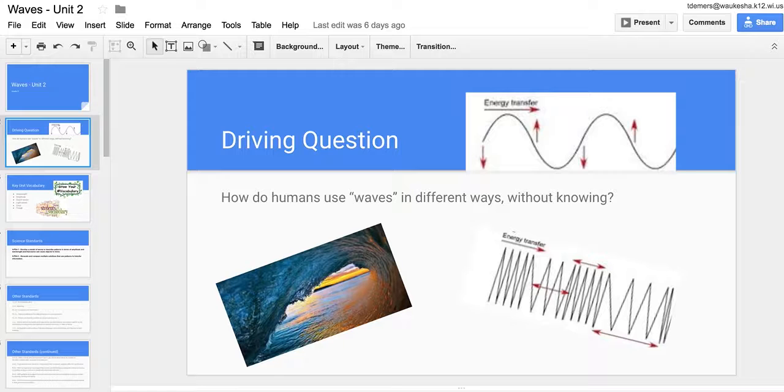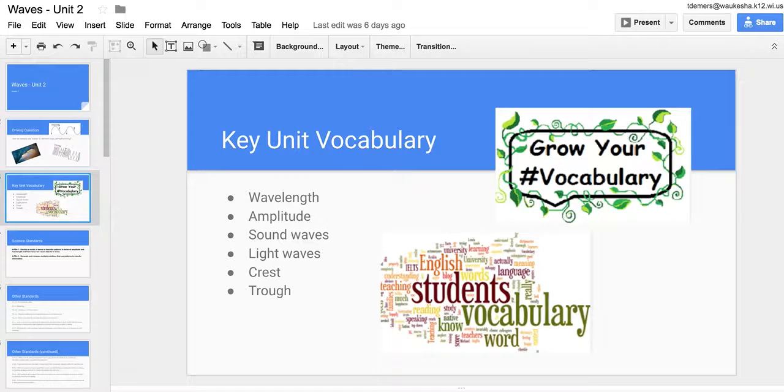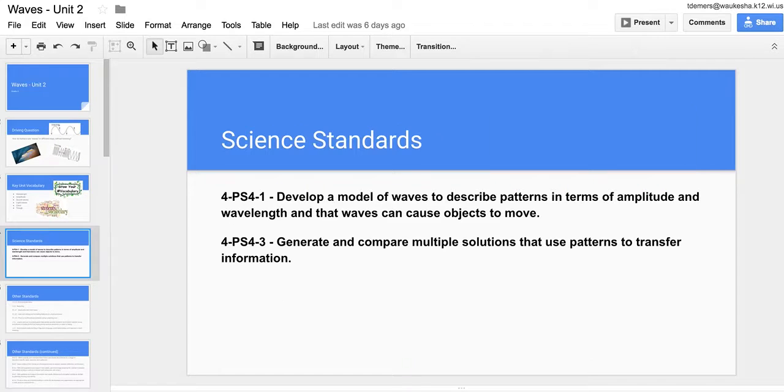Most waves you cannot physically see unless you set up an experiment or an exploration to show those waves. Some of the key unit vocabulary that you'll be learning throughout this unit are wavelength, amplitude, sound waves, light waves, crests, and troughs. Some of these vocabulary words you'll be learning about the first week, some you'll be learning about later in the unit. So make sure that you are staying up to date with your assignments.